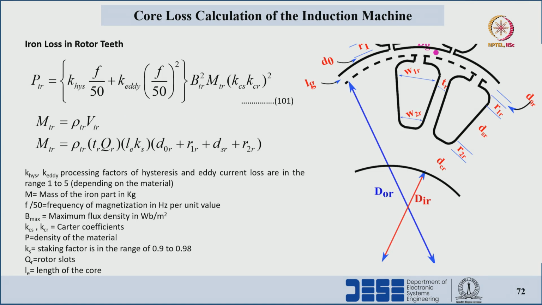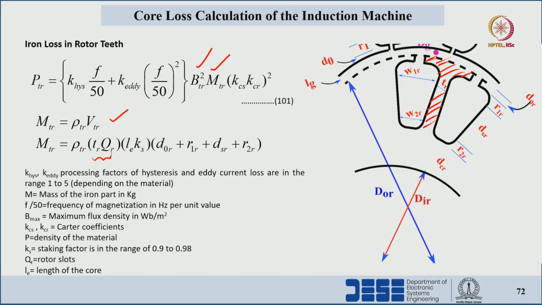Then the iron loss in the rotor core. Iron loss in the rotor core is a combination of rotor teeth and rotor back iron. Rotor teeth will be in this portion. What will be the core loss? First we have to see the flux density with respect to the rotor teeth and the mass of the rotor teeth. The mass of the rotor teeth we can calculate again as density into volume.